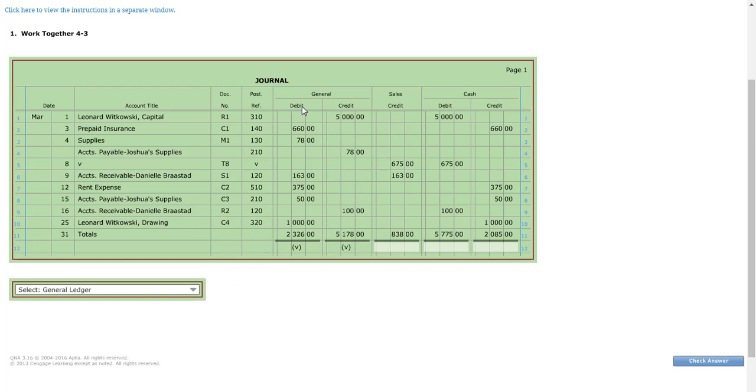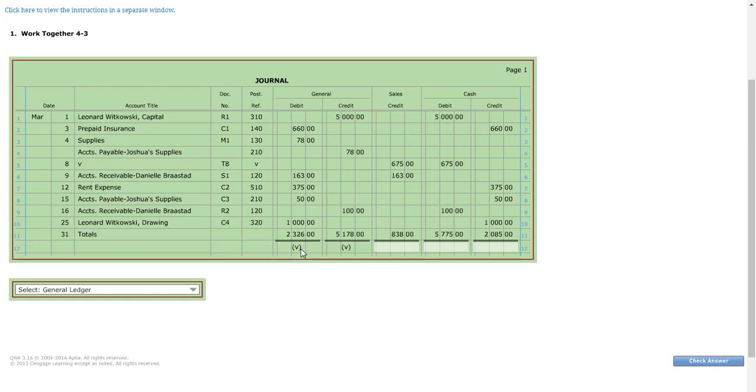So here we have general debit. We already said that this $2,326 is not going to go into an individual account because it is a combination of all of these numbers above, and it deals with prepaid insurance, supplies, accounts receivable, rent expense, accounts payable, and Leonard Witowski drawing. Because of that, I am going to just put in parentheses a check mark.